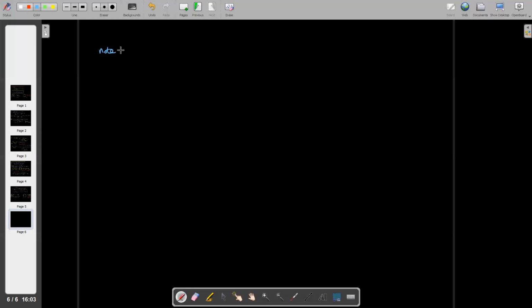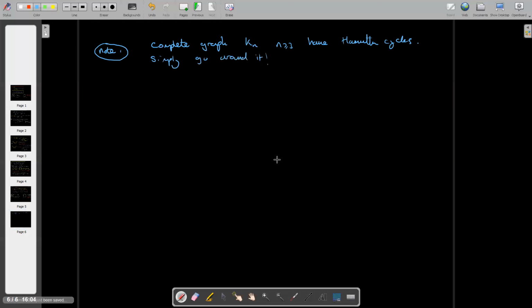So the first is note 1. The first note is that any complete graph, let's say Kn, where n is greater than or equal to 3, has a Hamiltonian cycle. So they're Hamiltonian. You simply go around the outside. So for any complete graph, it's Hamiltonian.